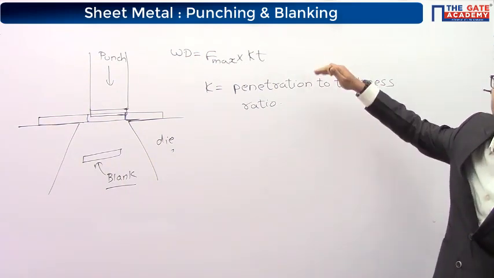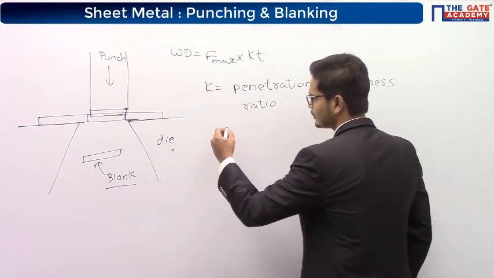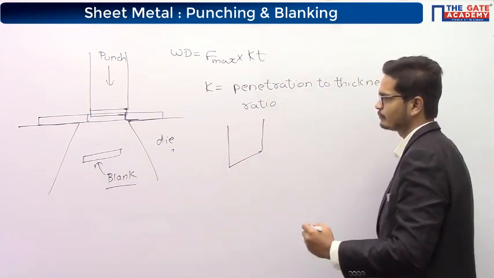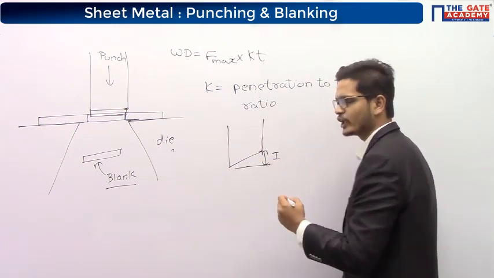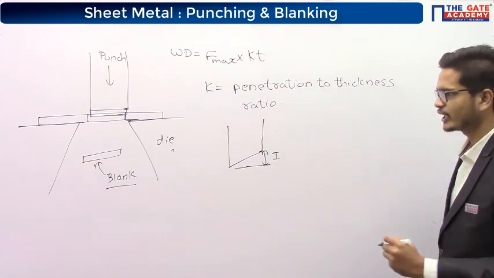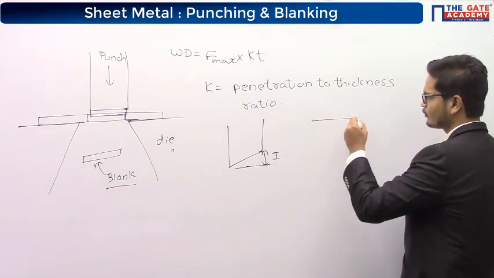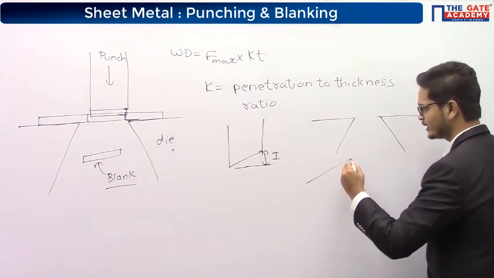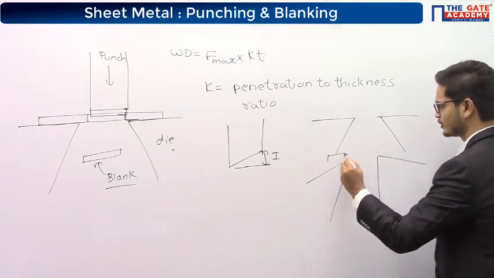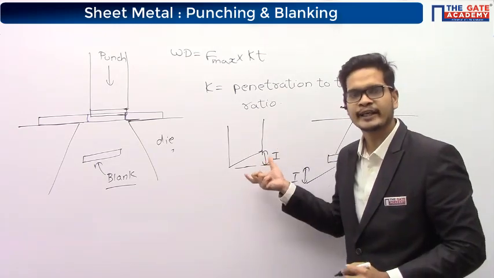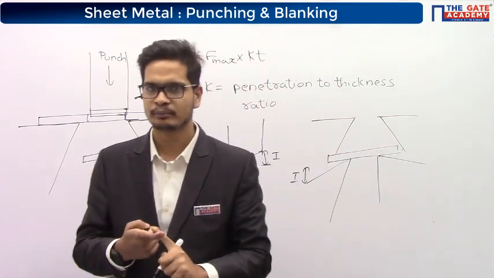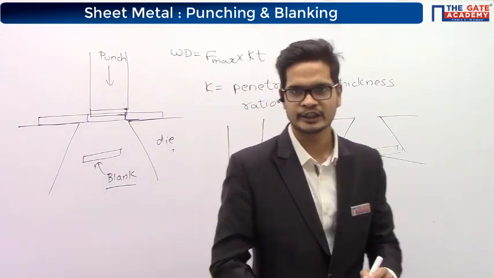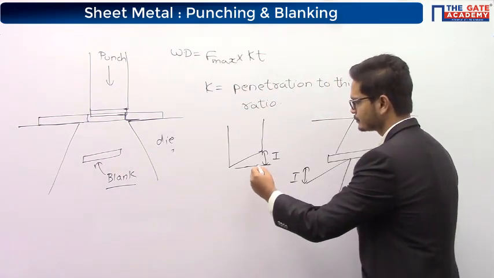Similarly, if you want to reduce the punching force, you'll make the punch conical in shape. You can even make the die conical in shape. See, earlier the die was like this. You can make the die conical, and on this you can keep the workpiece. So making the punch or die conical is called as providing shear.